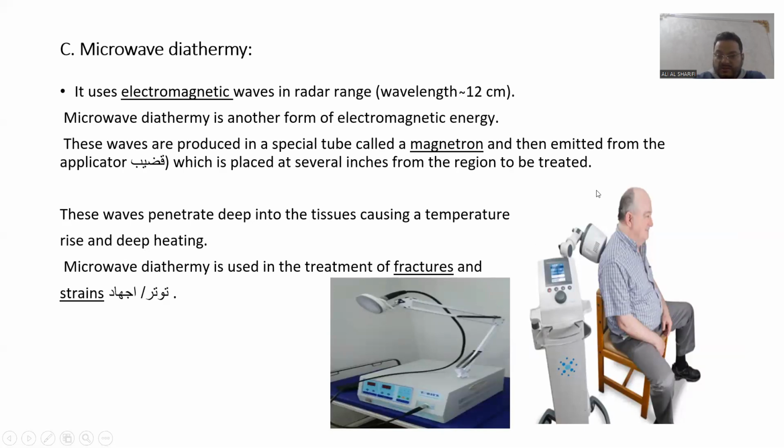Here, in another model, this is the applicator, which is placed several inches from the region to be treated. Here is a clear advantage, a clear difference from the previous methods. We can put it several inches from the region we want to treat.